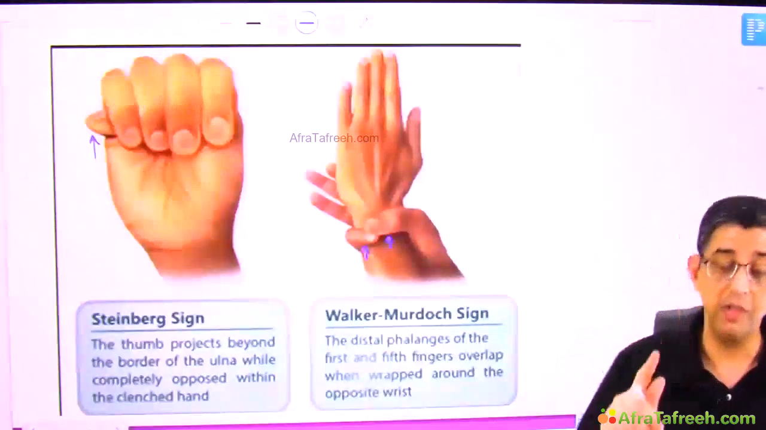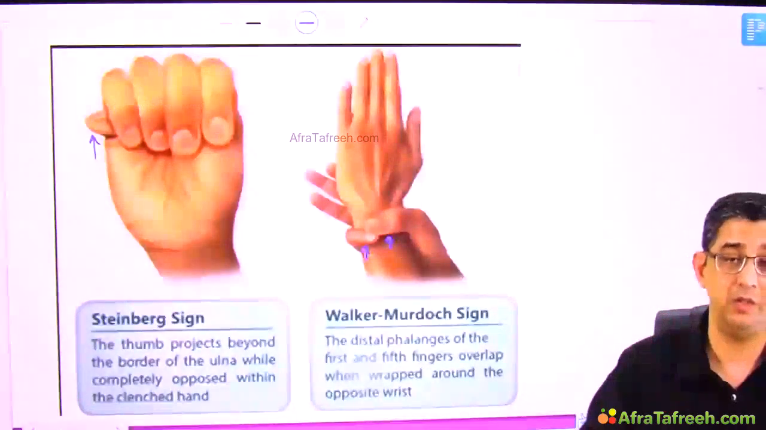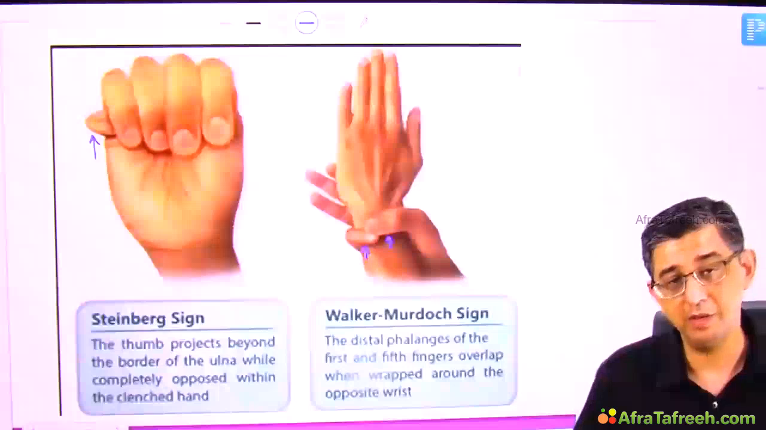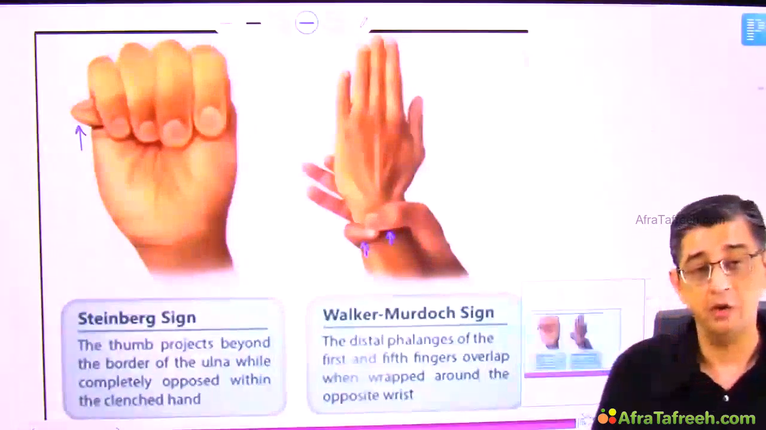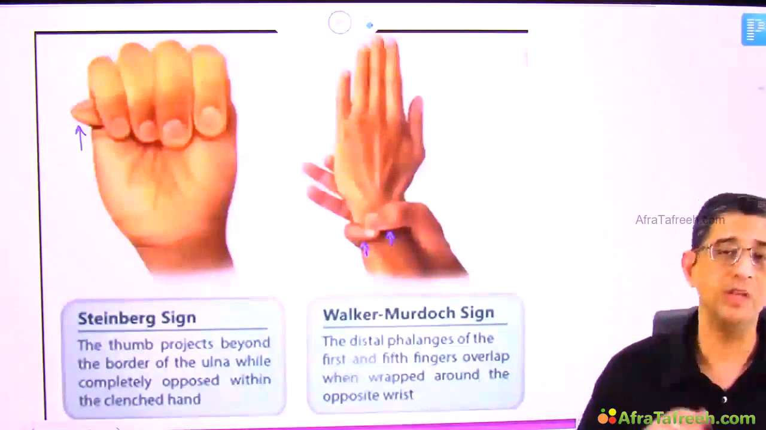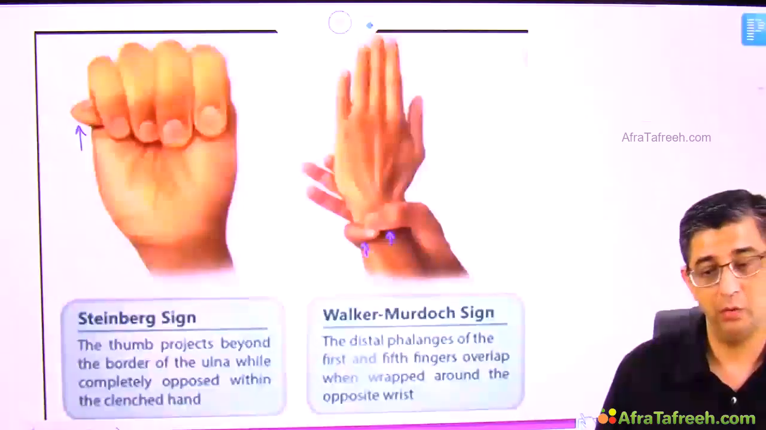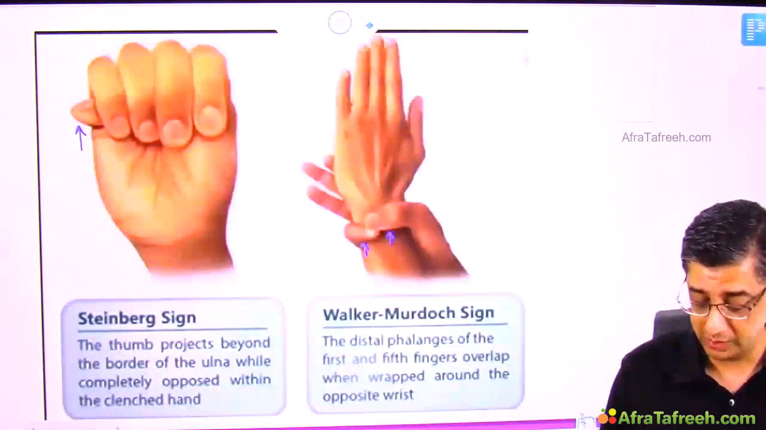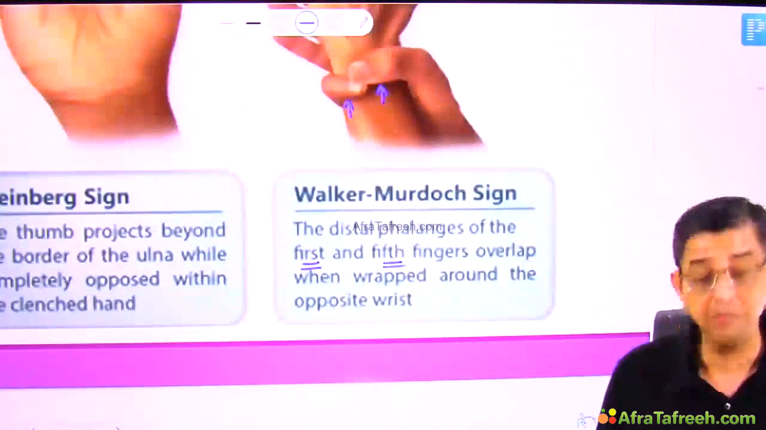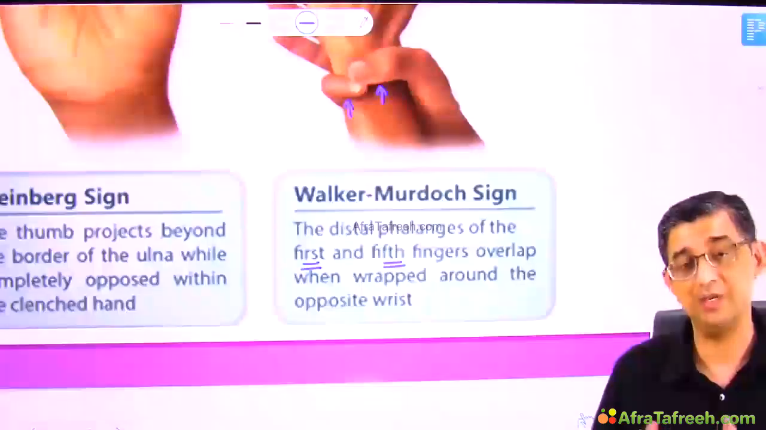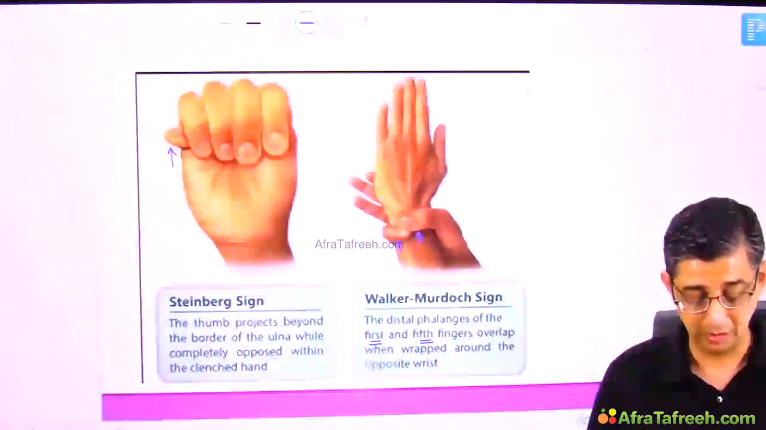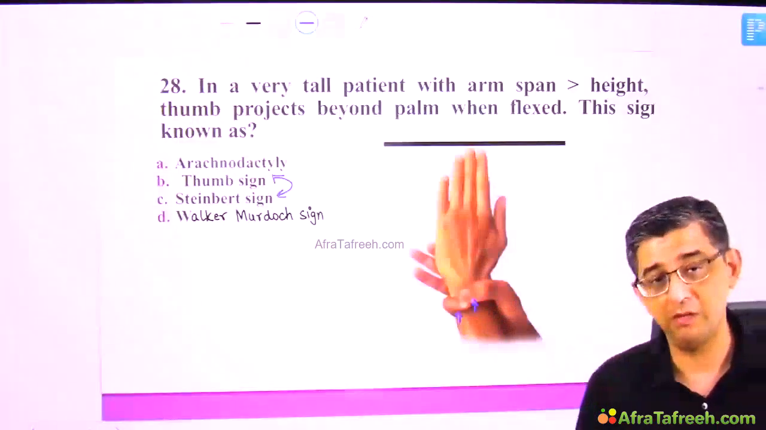Walker-Murdoch sign is overlapping of the terminal phalanges of the index finger, or let me say the first finger, and the thumb, or the first finger and the last finger. Traditionally you can use any of the fingers to evaluate it, even your longer digits, but technically you should use the first and the fifth fingers, and if the distal phalanges are overlapping, it is suggestive of a positive Walker-Murdoch sign. This can be a false positive in very thin persons also.